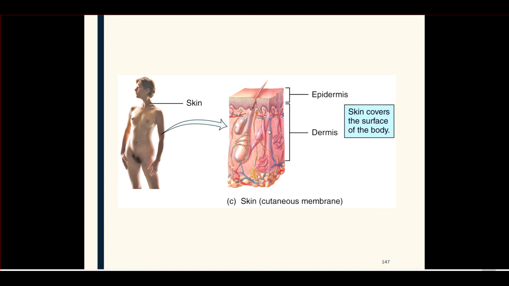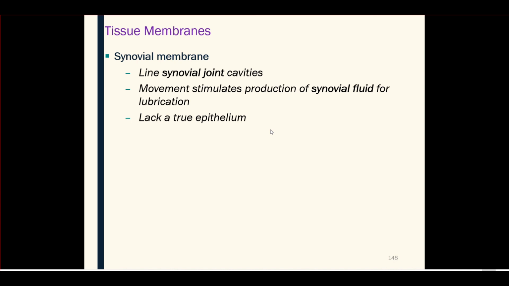Okay. The last membrane that we want to cover and just introduce is known as the synovial membrane. This lines joint cavities, right? Like your shoulder joint, your elbow joint, your wrist joints, your ankle joint, all that kind of stuff. This membrane will produce a fluid that we call synovial fluid, and that helps to lubricate and actually nourish the cartilage at the end of the bones.